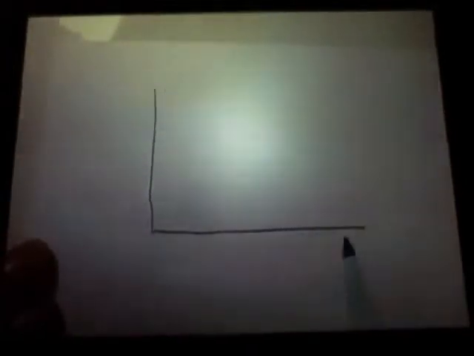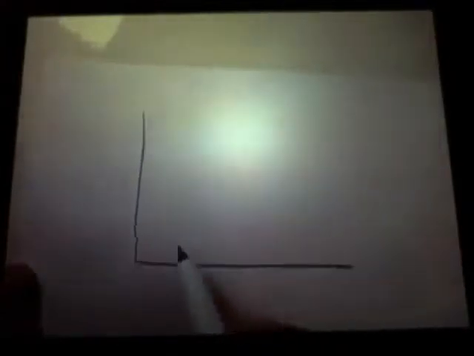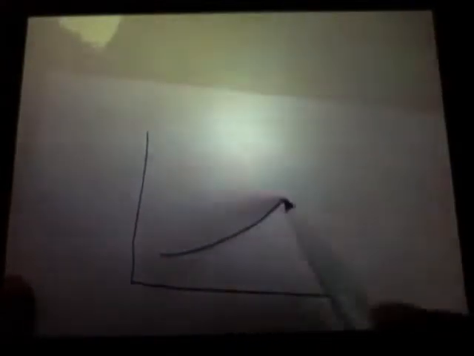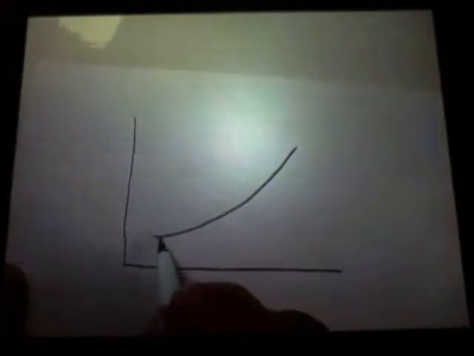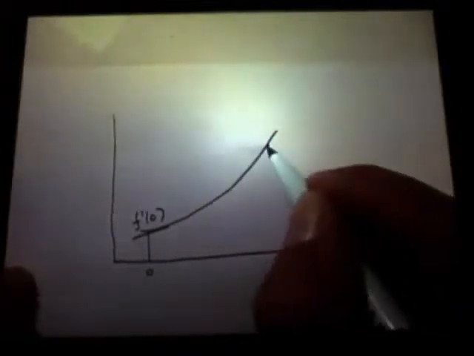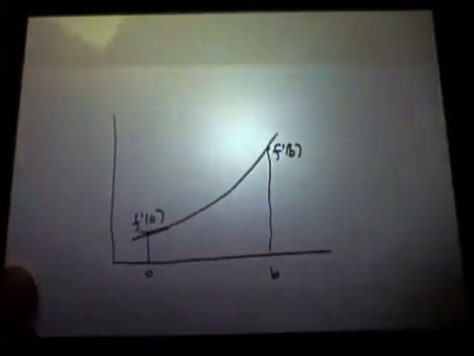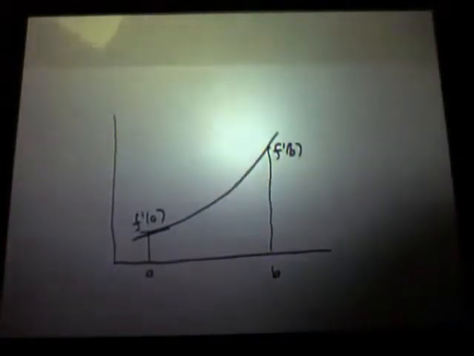Here's how one might prove that. F prime of A is less than F prime of B. F could be doing something else in the middle here, but at A, F prime of A is that number, and at B, F prime of B is that number. So F prime of B is greater than F prime of A.